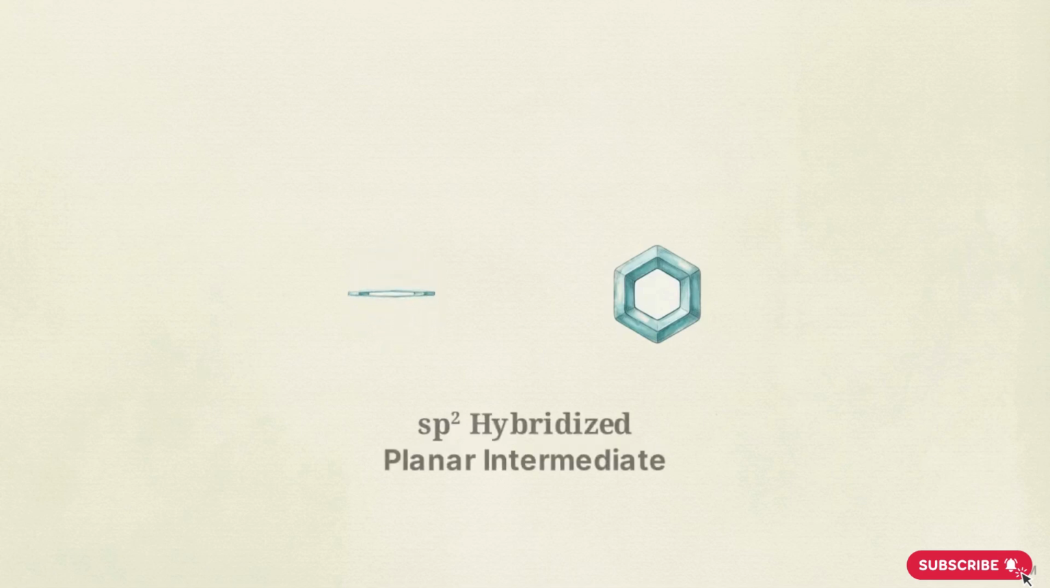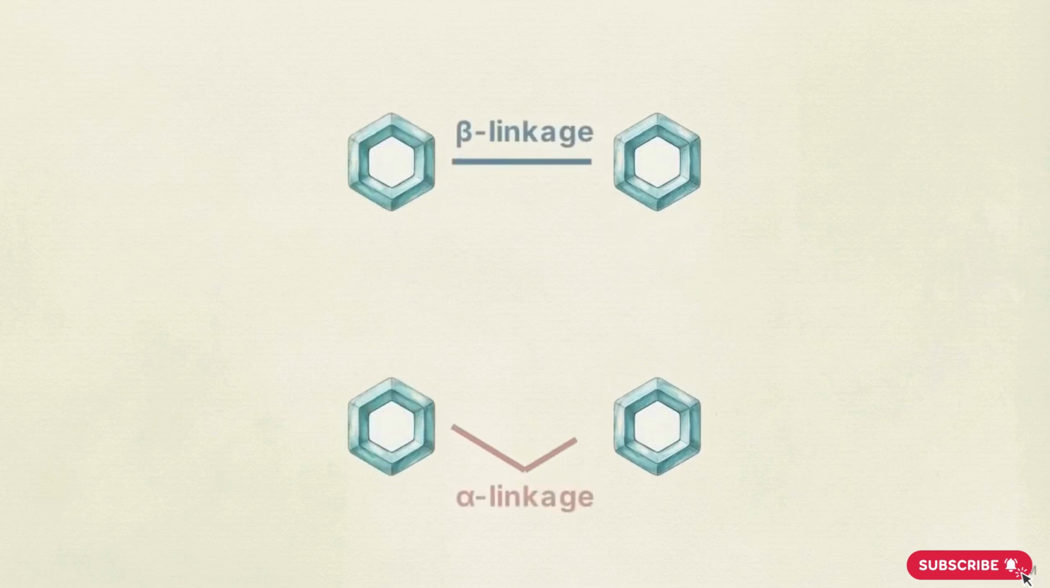When monosaccharides polymerize, they link through a glycosidic bond. This forms via an acid-catalyzed reaction between the alcoholic group of one molecule and the anomeric carbon of another. During this reaction, the molecule forms a planar sp2 hybridized oxocarbenium ion intermediate. Because this intermediate is flat, the alcohol can attack from both faces, resulting in both alpha and beta glycosidic linkages.